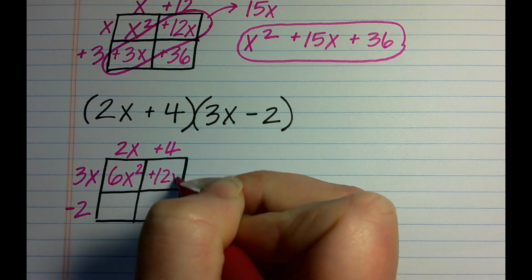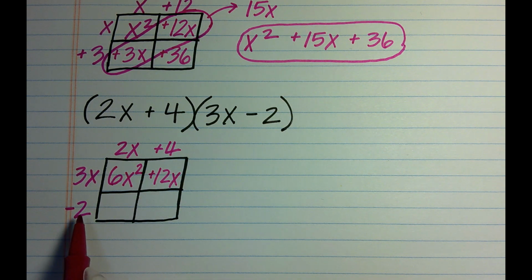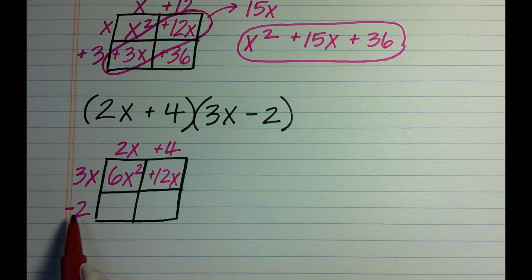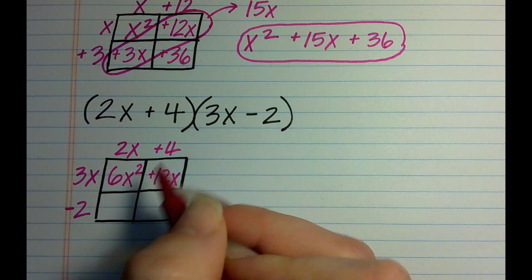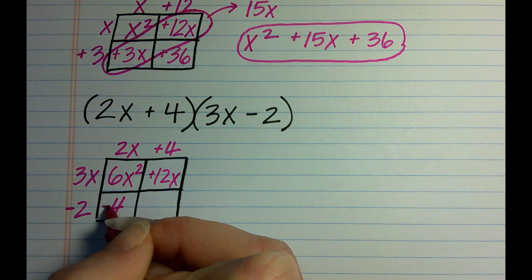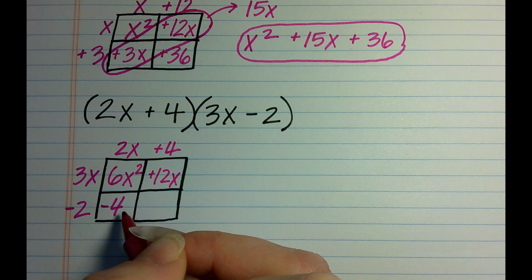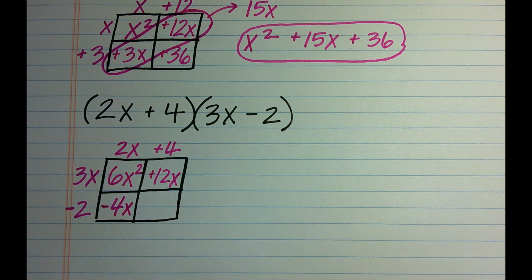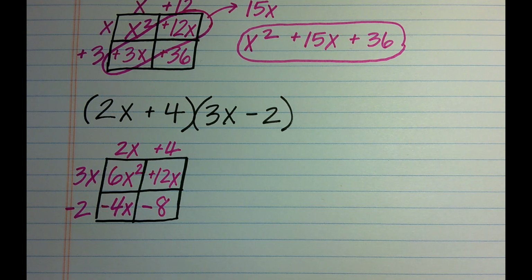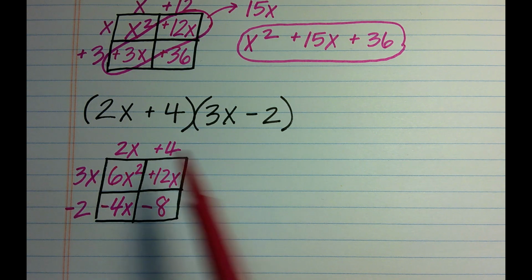Good, 12x. Now, bottom box, what two terms do I multiply? -2 times 2x is -4x. Don't forget your x's. And last but not least, -2 times 4. Good. -2 times 4 is -8. Okay. So we've got our four terms.